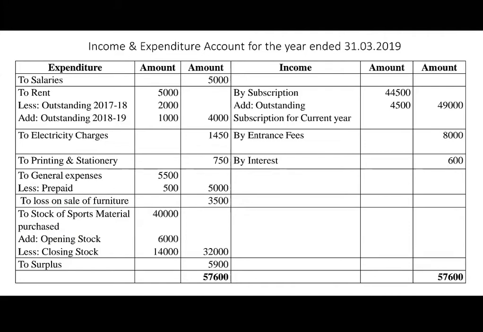ओके, आप परचेस में ओपनिंग ऐड करके लेस कर सकते हो क्लोजिंग, या आप ओपनिंग में परचेस ऐड करके लेस कर सकते हो क्लोजिंग. बोथ द वे इट इज करेक्ट. ओके, so here I have done in the second way. Okay, so stock of sports material purchased, I have recorded in the first column कितना परचेस किया है? 40,000. ओके, तो ओपनिंग स्टॉक में परचेस ऐड करो या परचेस में ओपनिंग स्टॉक ऐड करो, बोथ द वे इट्स करेक्ट.